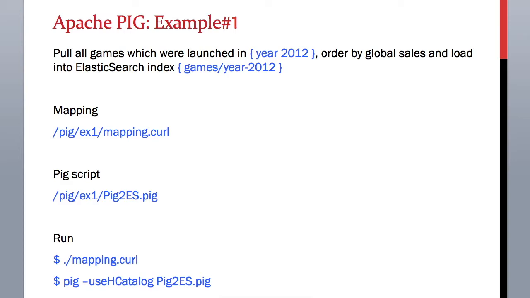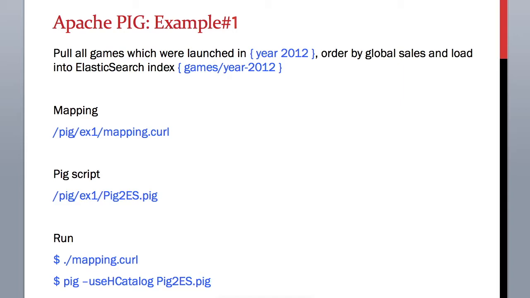In the previous lesson, we created an empty index and also added a mapping on one of the fields. Now in this lesson, let's create a Pig program which can load the data from a Hive table into Pig relations and finally from Pig to Elasticsearch.